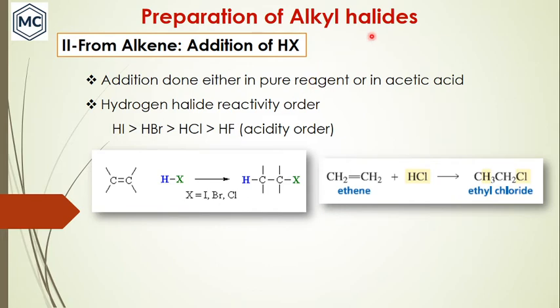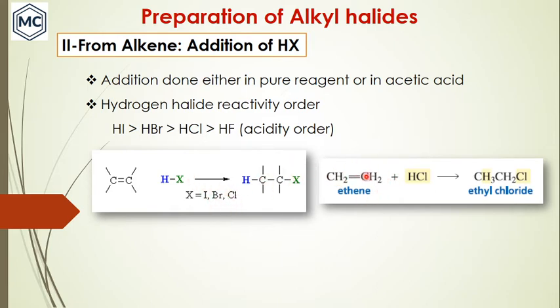Next one, preparation of alkyl halide from alkene. So this is the electrophilic addition of hydrogen halide to the alkene. And the reaction is done either in pure reagent without solvent or in solvent acetic acid. The order of reactivity of hydrogen halide is like this. HI is more reactive than HBr, which is more reactive than HCl, which is more reactive than HF. This is based on acidity order. So alkene with the hydrogen halide, either of these, you get alkyl halide.